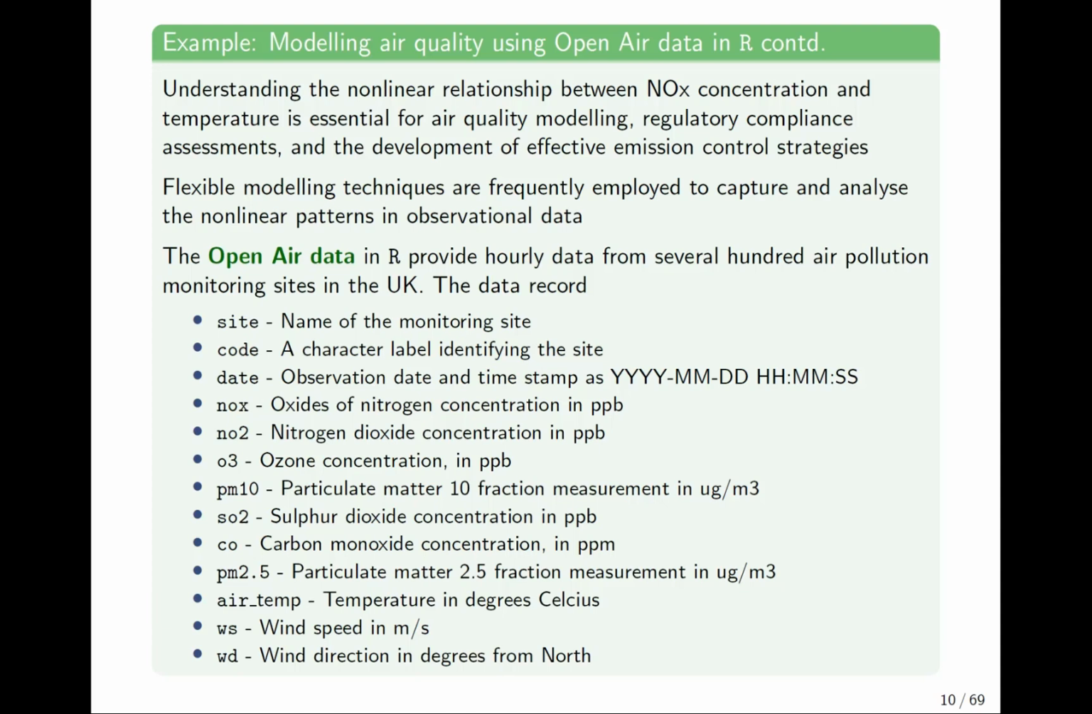And the data record many things: the name of the monitoring site, a code for the site, the date, and crucially for us, nitrogen oxide concentration, which is going to be our Y variable, nitrogen dioxide concentration, ozone concentration, and so on. You can read this list yourself. But it records air temperature in degrees Celsius, and that's going to be our X variable.